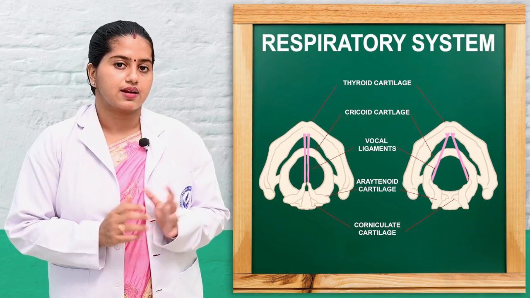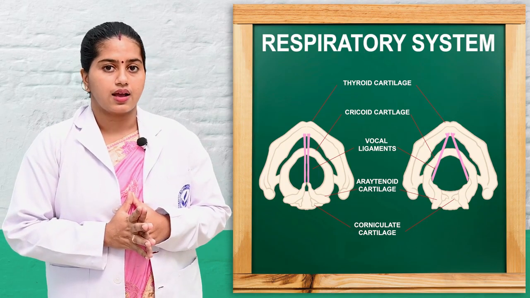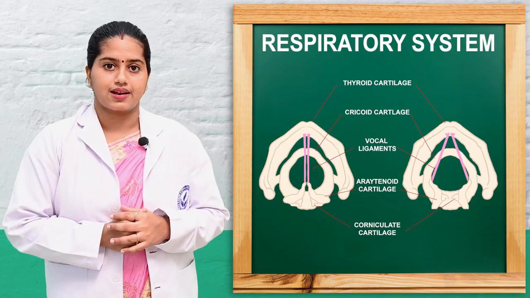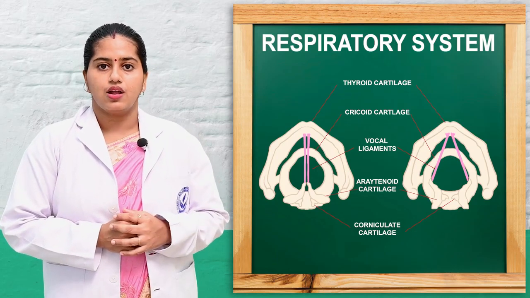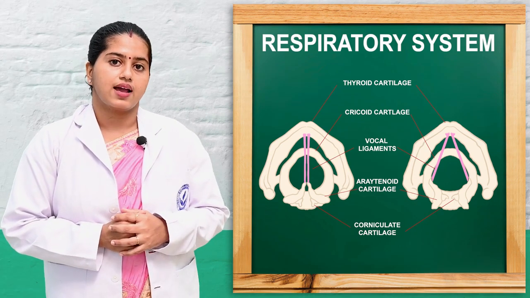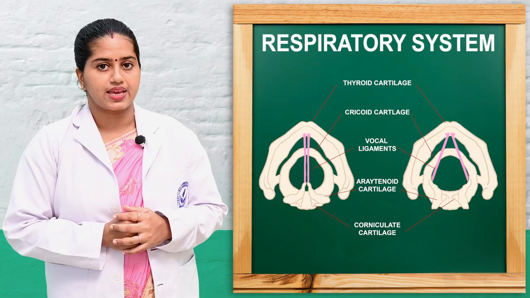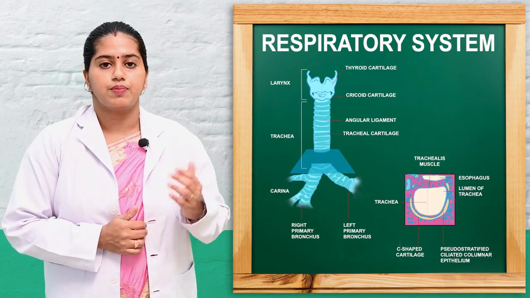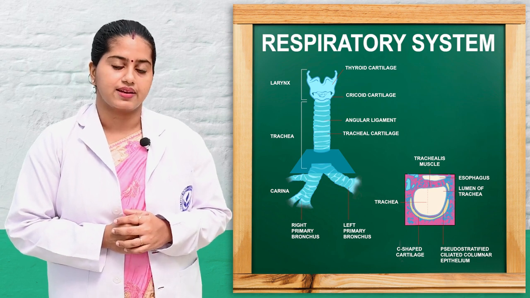So, these are the main cartilages. This will help the function of conduction of the air. The next one is resonance. It will protect the lower respiratory tract, production of voice, and this will go with the humidification and filtration of the air. Next we will see what are the parts that come under the lower respiratory tract.